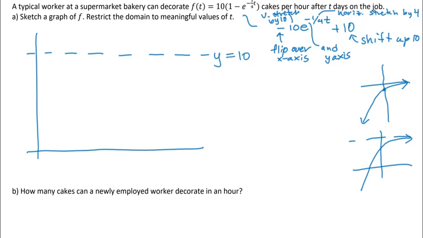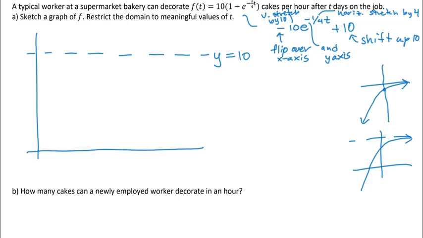I can already say that I don't want to see anything but quadrant 1 here. That's why I've drawn it this way, because I don't want to see negative cakes per hour, and I don't want to see negative days on the job. I don't care what was going on before they started the job, and we're not undecorating cakes, I guess, is maybe what negative cakes per hour is.